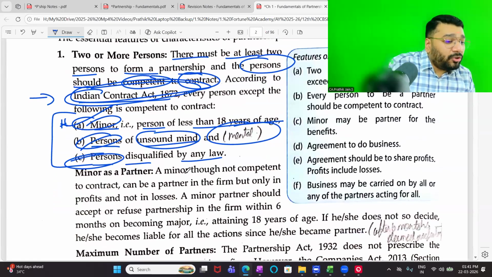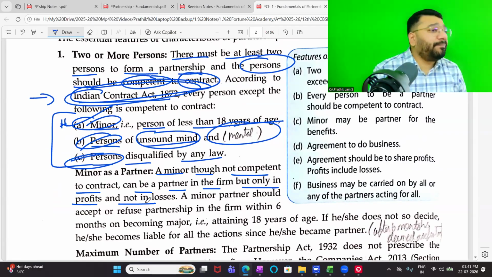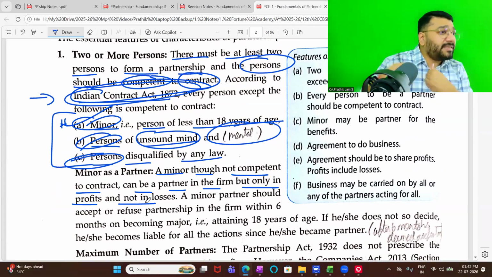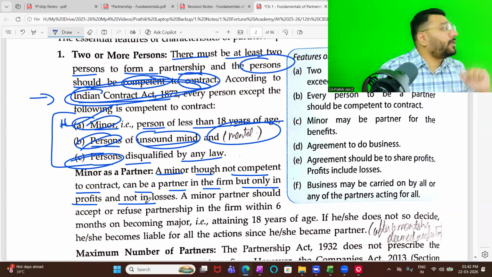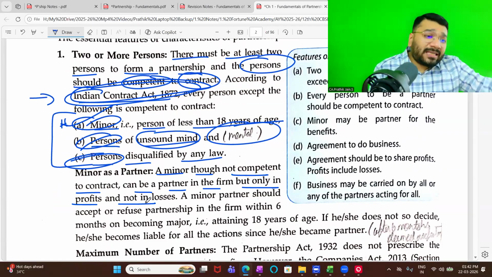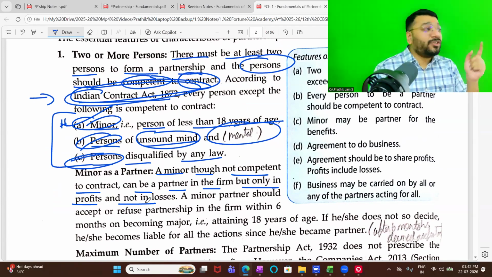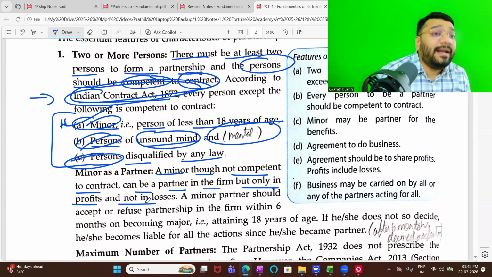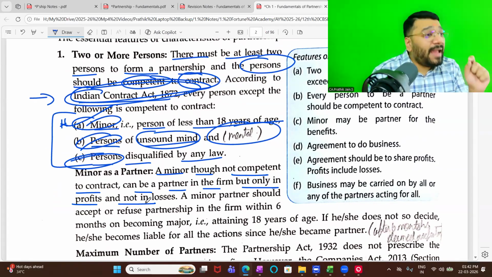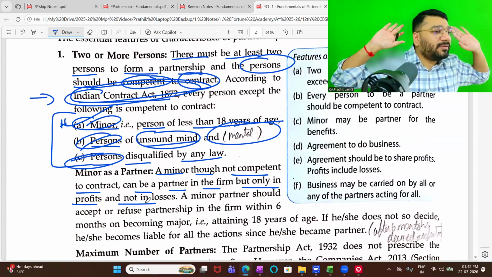A minor, though not competent to contract, can be a partner in the firm, but only in profit and not in losses. By chance, imagine Supreet had given me revenue of 3 crore, but I did some foolishness and my business went into loss. So can I ask Supreet, a minor, to bear losses? No. The law here, the Indian Partnership Act 1932, says that a minor can be added to the benefit of the partnership. Meaning, if there is any loss, he will not bear the loss.